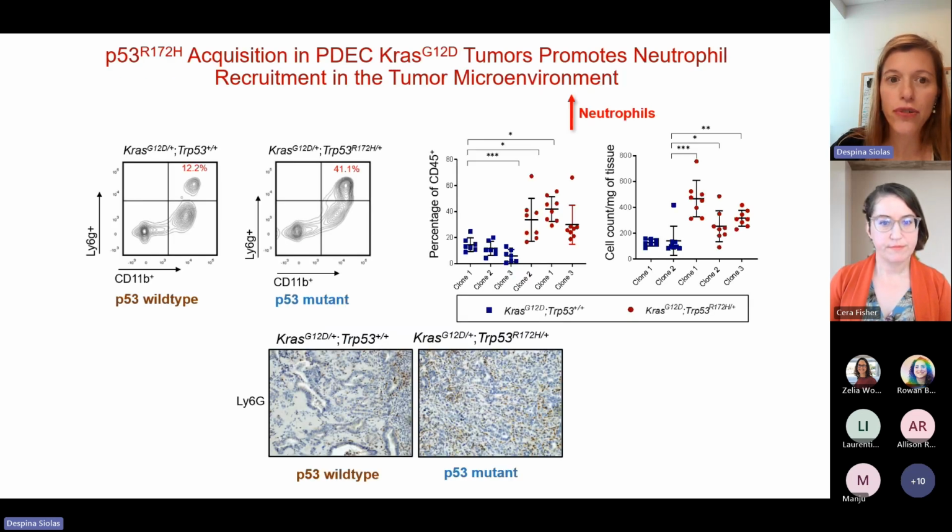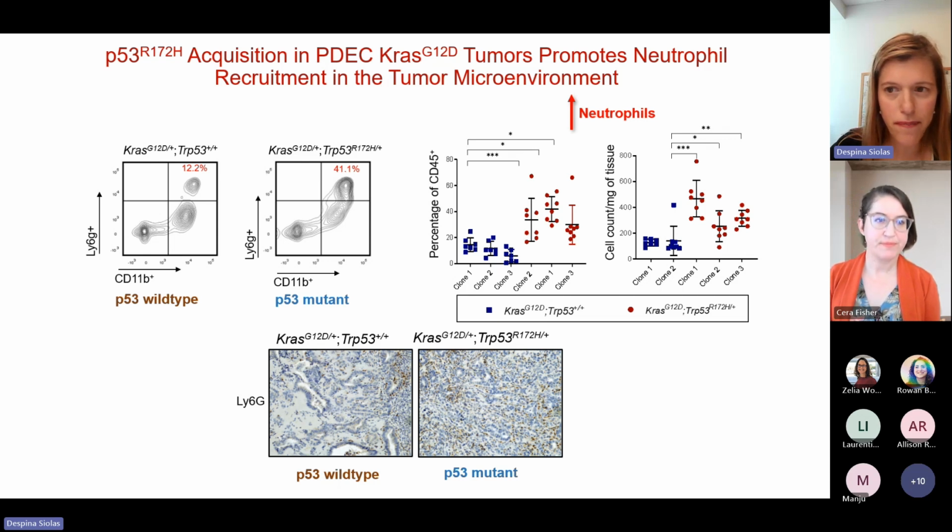And what we found was that the tumors that had the mutant P53 had more neutrophils present than the tumors that didn't. And this is, I don't know if you can see my pointer, but in any case, this is the flow cytometry plot. And what's also interesting is even when you account for differences in tumor weight, still there were more neutrophils present. And we confirmed this by IHC as well.